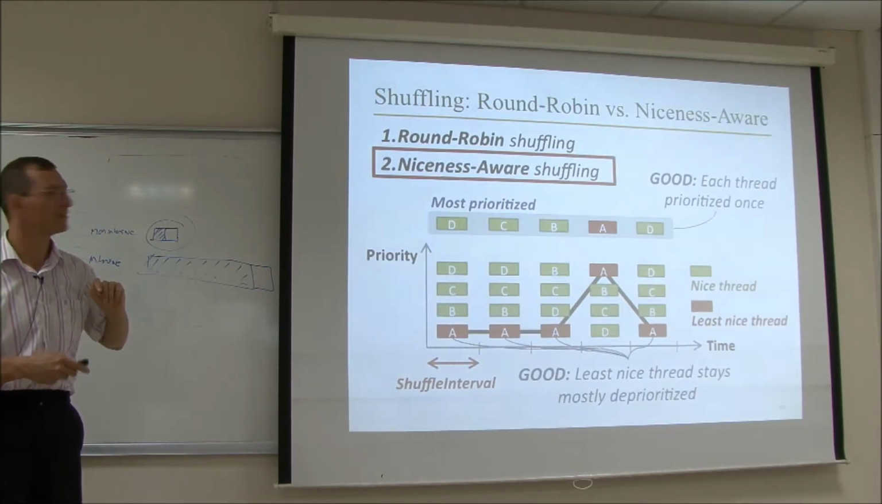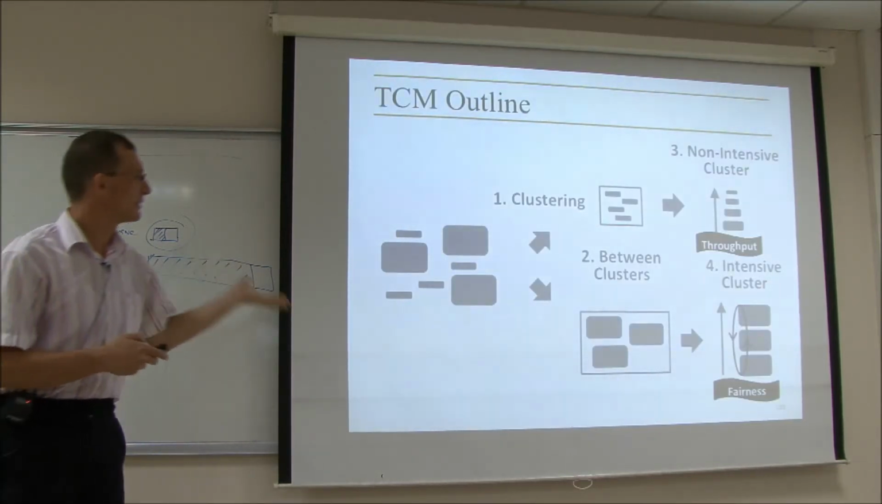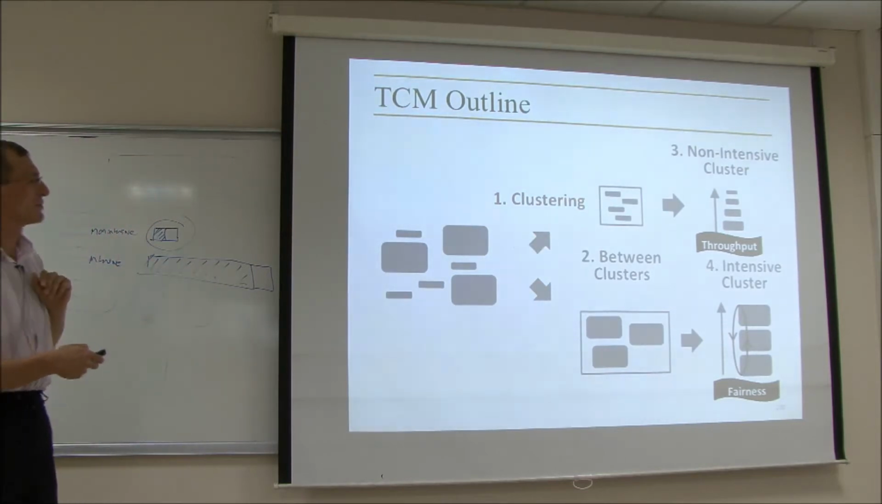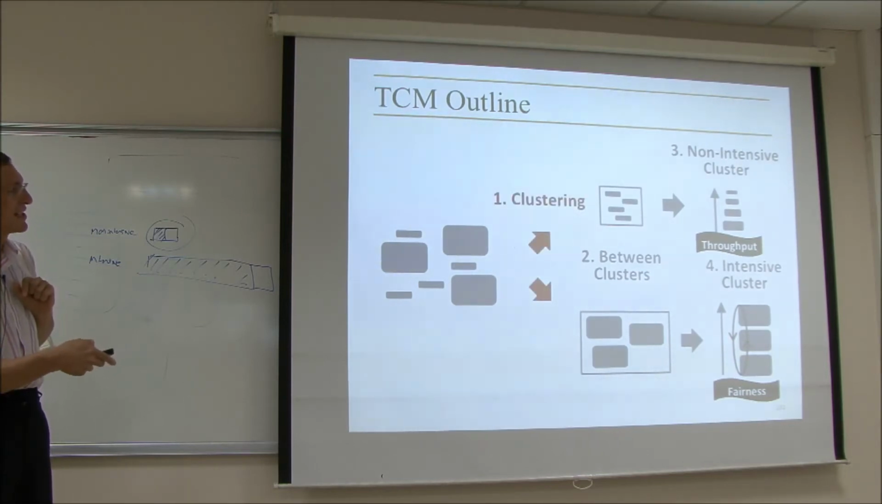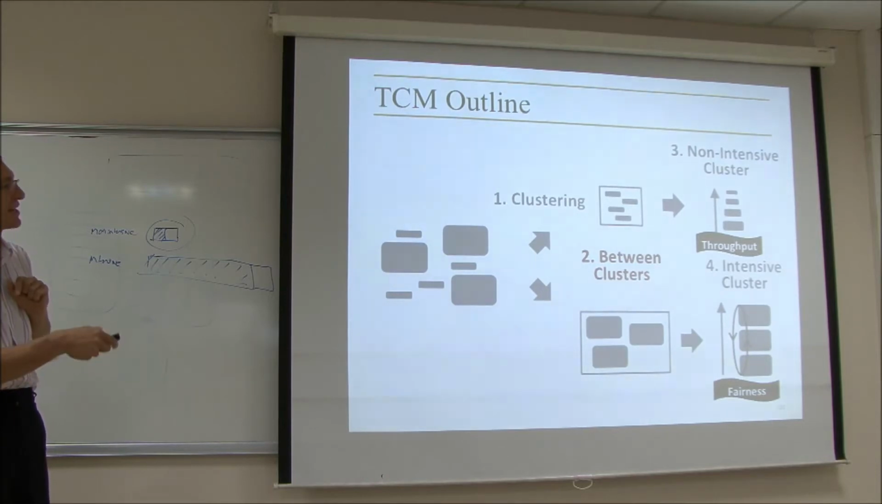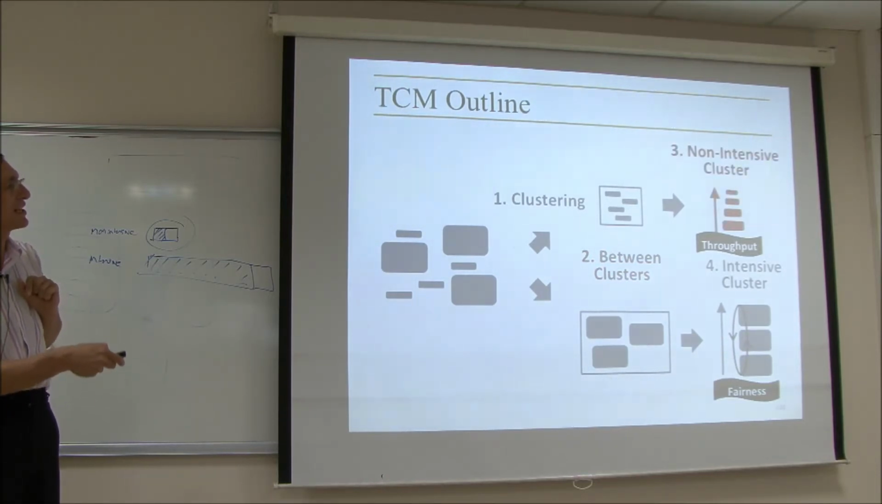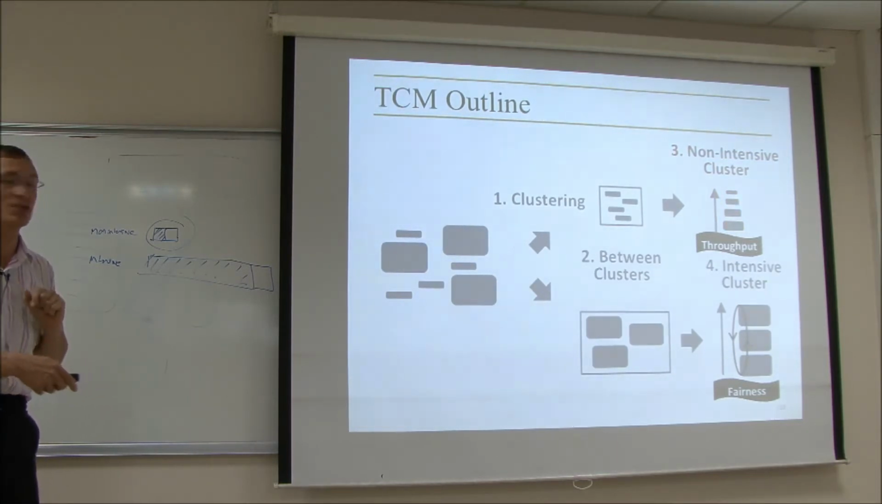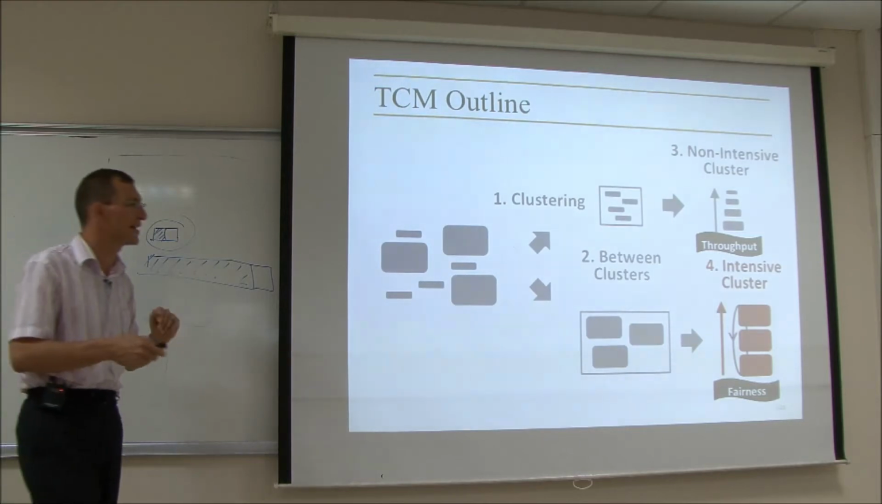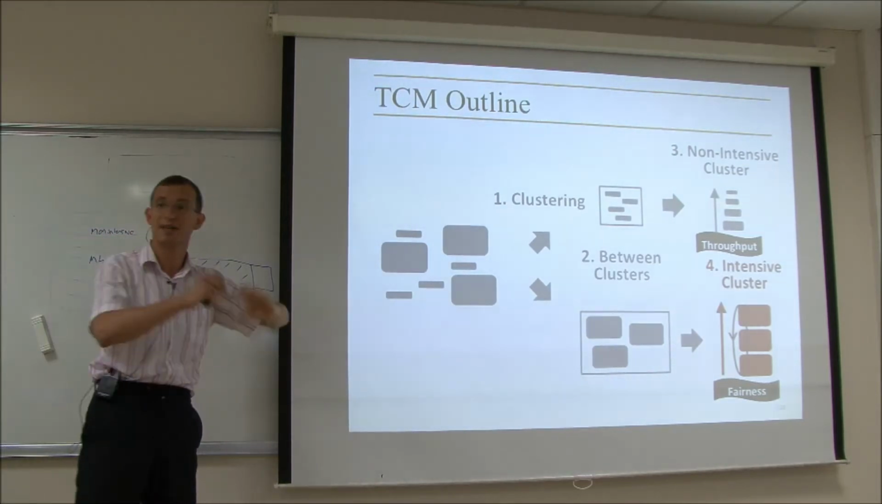So that's the idea, basically. I've given you the entire thing. Basically, threads in the system are clustered into two groups, memory intensive and memory non-intensive. And the intensive cluster is deprioritized compared to the non-intensive cluster to maximize throughput. And we have different policies in each cluster. Non-intensive cluster, throughput-oriented. Intensive cluster, fairness-oriented. You shuffle the priority between different threads, and you shuffle this in a symmetric manner such that it considers the niceness of the threads.